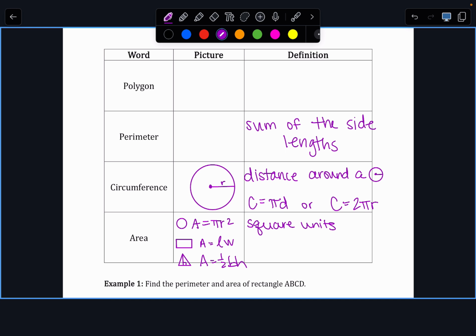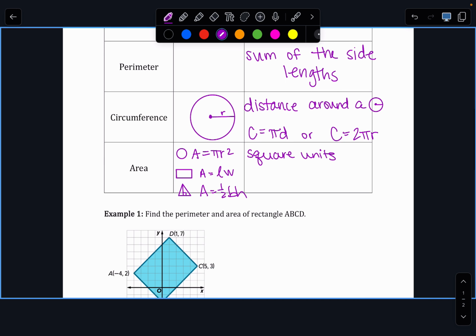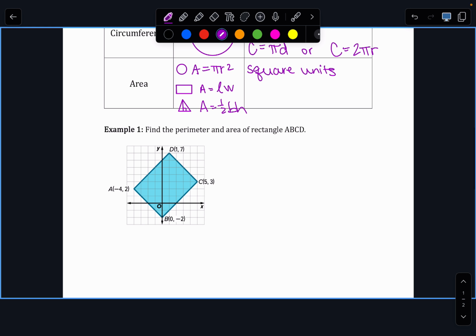Okay, so I totally added this in after I went through and I was like, oh, it doesn't say that it's actually a rectangle. But in example 1, I want the perimeter and area of this rectangle. Okay? Well, do we have to do it 4 times? Twice. We need to do it twice. Okay. So let's figure out the distance between A and D.